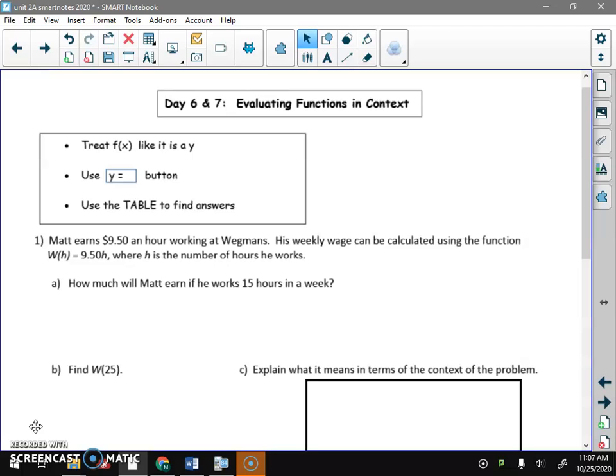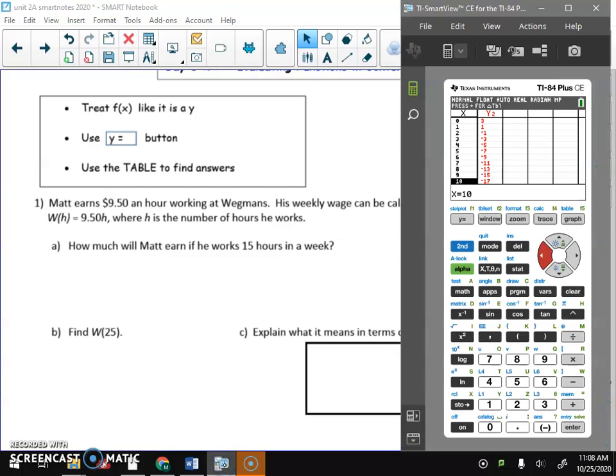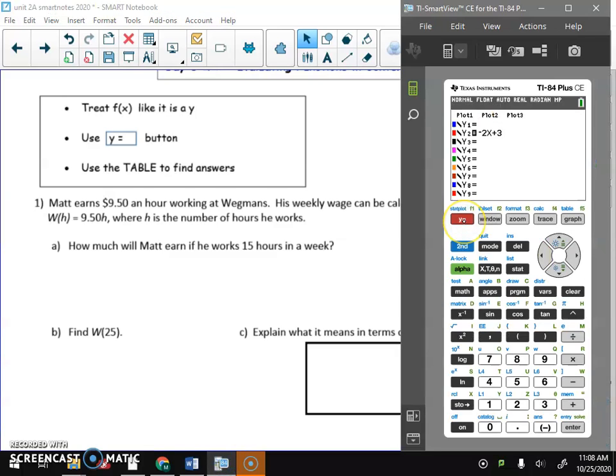Question number 1, Matt earns $9.50 an hour working at Wegmans. His weekly wage can be calculated using the function W(H) equals 9.50H, where H is the number of hours he works. How much will Matt earn if he works 15 hours in a week? Now, you might be able to figure that out. You might say to yourself, hey, I know what to do here. We're going to put it into our calculator because we're going to use this equation to answer a few questions.